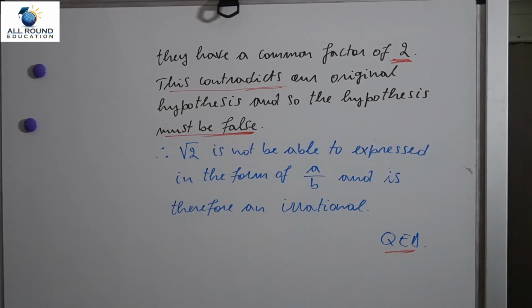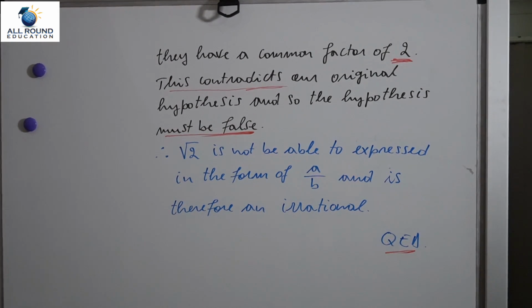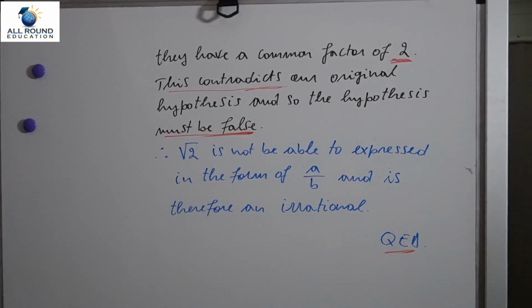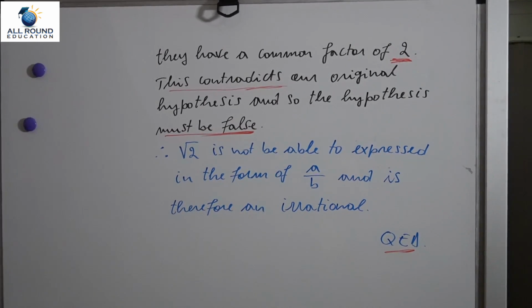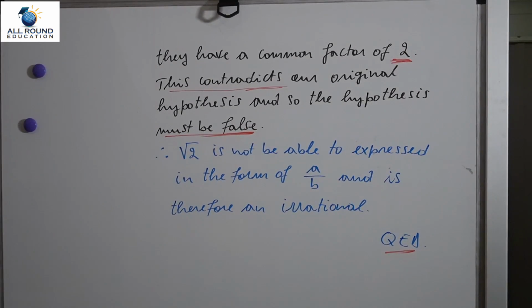This is a contradiction. This contradicts our original hypothesis, because our hypothesis was to suppose that the square root of 2 is rational, with a and b only having a common factor of 1. But here we are proving that they have a common factor of 2, which is a contradiction to our original hypothesis, and therefore the hypothesis that we assumed must be false. This is the end of the proof. We can surely conclude that root 2 cannot be expressed in the form a over b, and if it cannot be written as a over b, then it's an irrational number. And this is the signature to show that we have finished our proof.